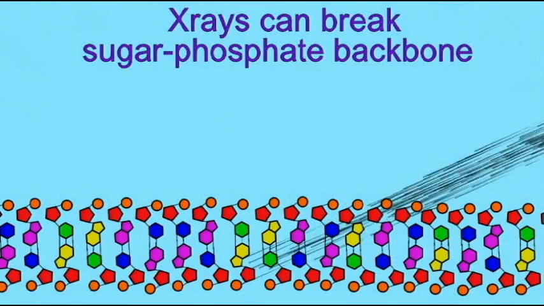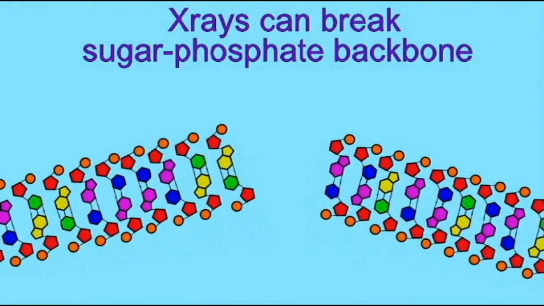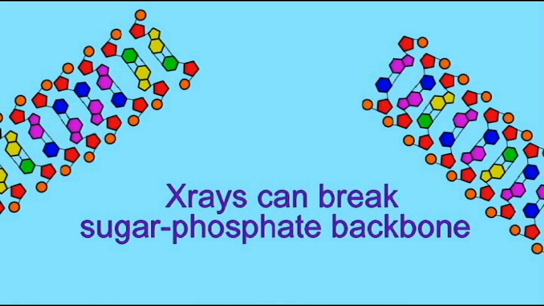X-rays can break the sugar-phosphate backbone of a DNA molecule, and this can cause a chromosomal break and thus a chromosomal mutation.